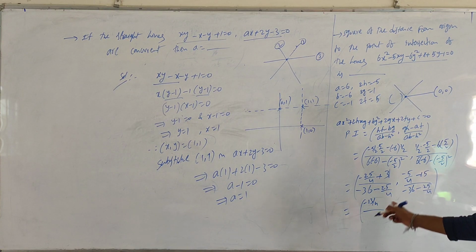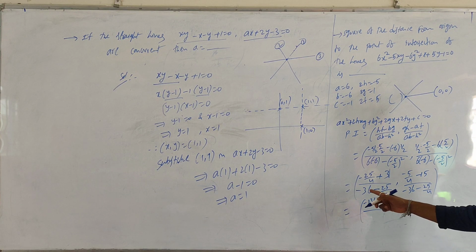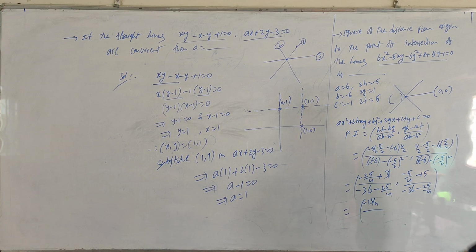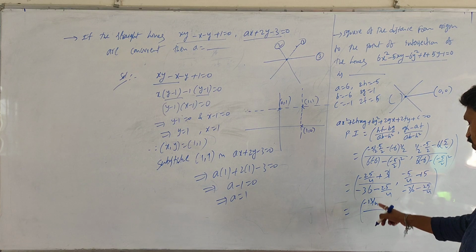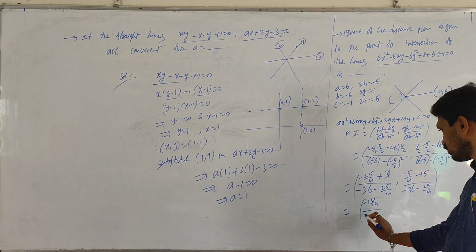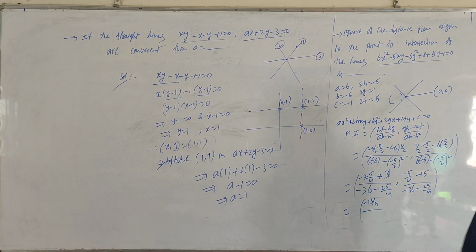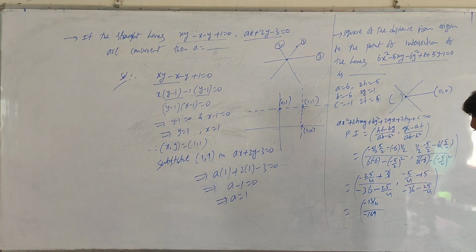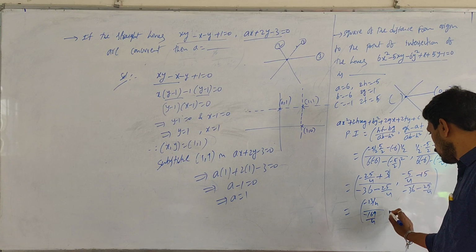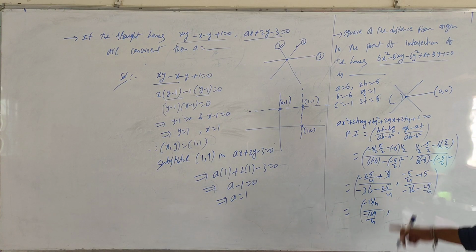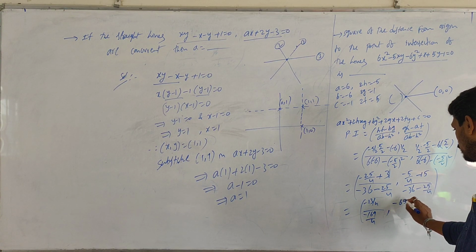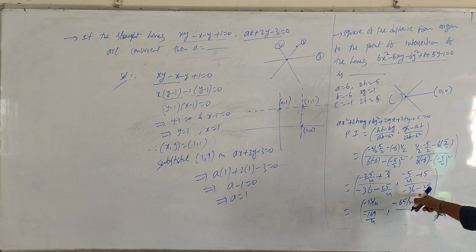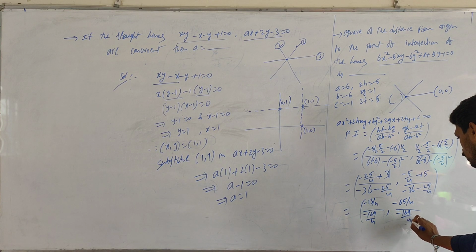Here 36 into 4: 3 fours are 12, 6 fours are 24, so 144. Minus 144 minus 25 is minus 169 by 4. This is 15 fours are 60, that is minus 65 by 4, and the same minus 169 by 4.